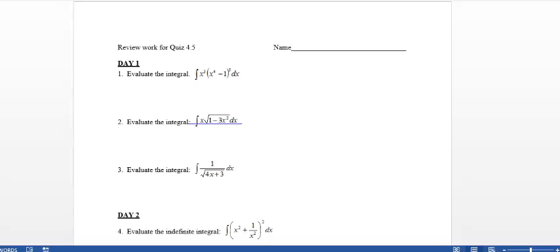So these are the answers to these problems. You should have picked u to be x to the fourth minus 1. The derivative is 4x cubed dx. We notice over here I only need an x cubed dx, so I need to put a 1/4 du will equal my x cubed dx.